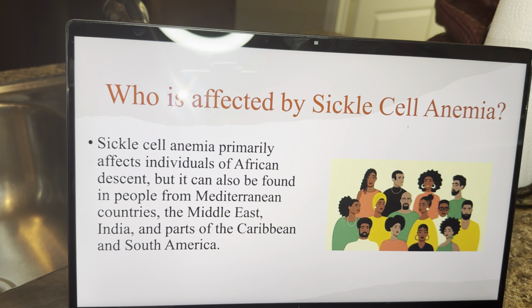So who is affected by sickle cell anemia? Sickle cell anemia primarily affects people of African descent, but it also can be found in people from Mediterranean countries, the Middle East, India, and other parts of the Caribbean and South America.